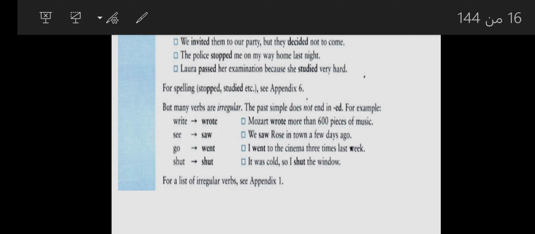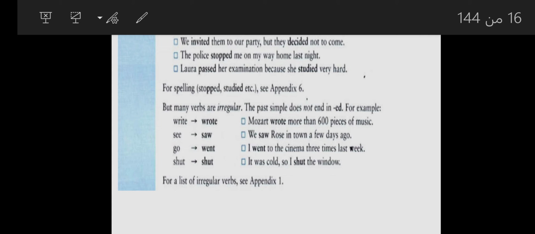Laura passed her examination because she studied very hard. The verb pass ends with double S, so we add ed. We add ed to form the past.